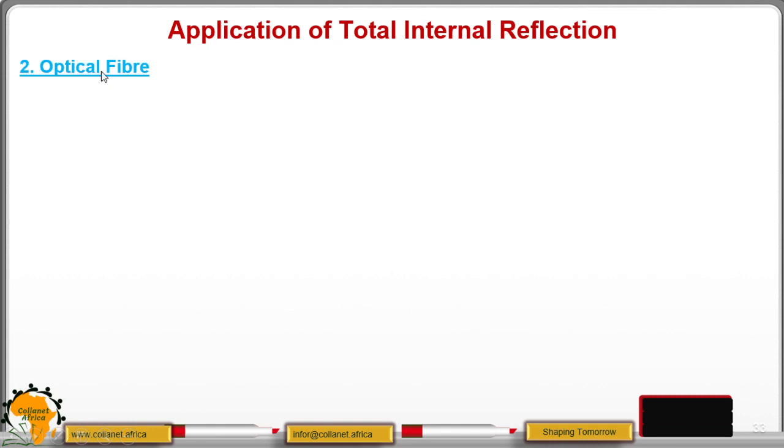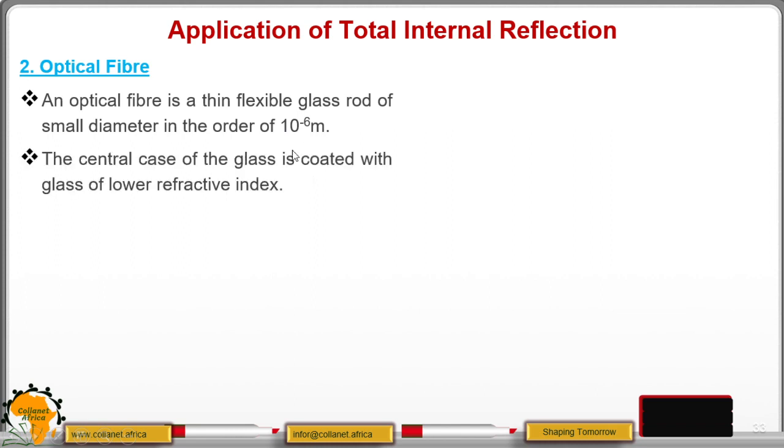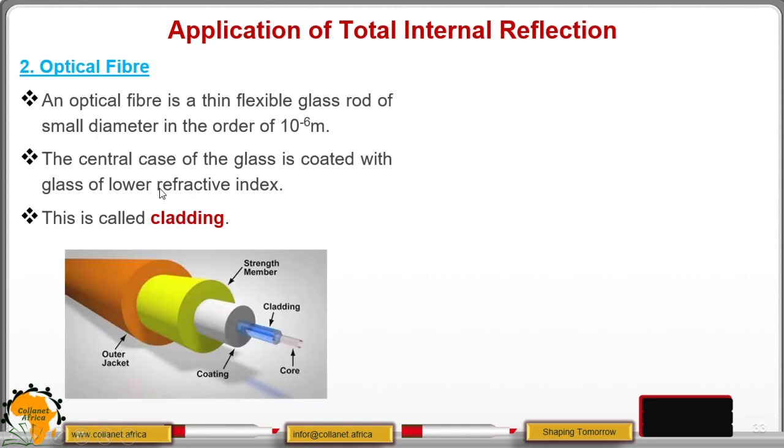Then from there, we move to the second application, which is optical fiber. Now, this one is a thin, flexible glass rod of smaller diameter. And the diameter can be smaller in the order of 10 to the power negative 6 meters. Very small. Now, the central case of the glass is coated with glass of lower refractive index, and this process is called cladding. So when you are told to define cladding, you should be able to know that it is the coating of the central case of the glass of optical fiber with the glass of lower refractive index.